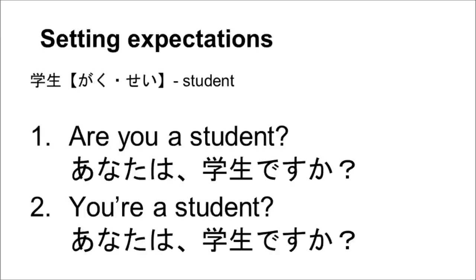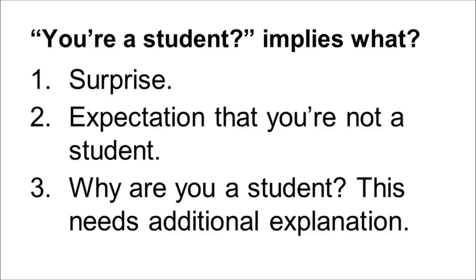in the second sentence. Let's think a bit about what could be implied by a question such as, You're a student? Of course, tone has a lot to do with it, but it's easy to imagine that the person asking the question is maybe surprised or expected the person to not be a student. Finally, from the tone of unexpected surprise and puzzlement, there's also a strong hint of seeking additional explanation. You could almost imagine the next question being why, or how can this be?